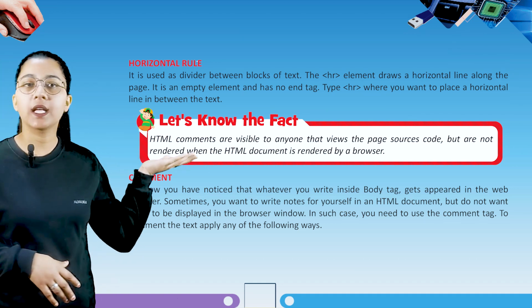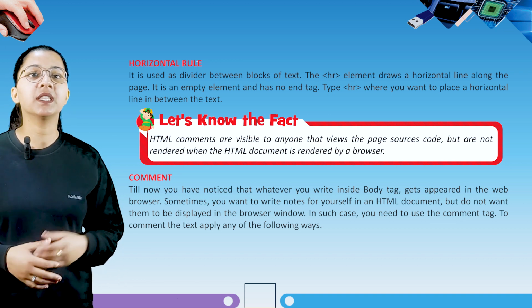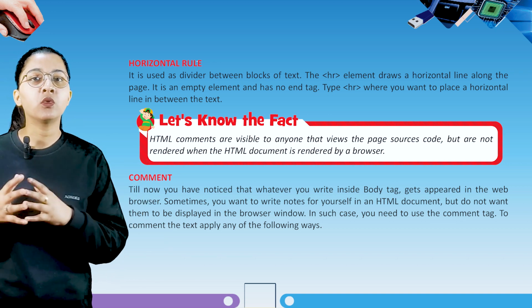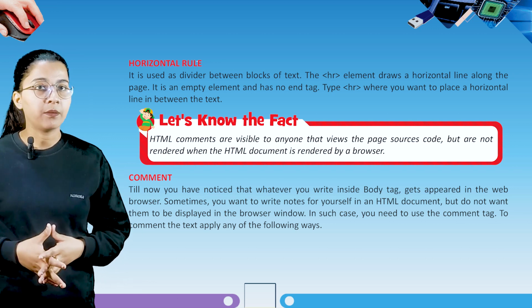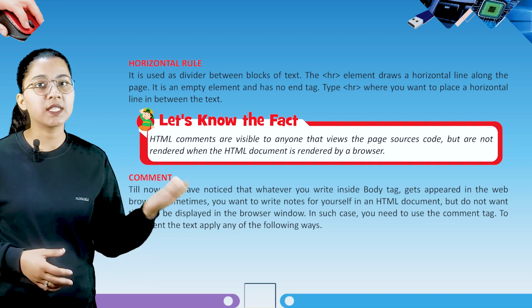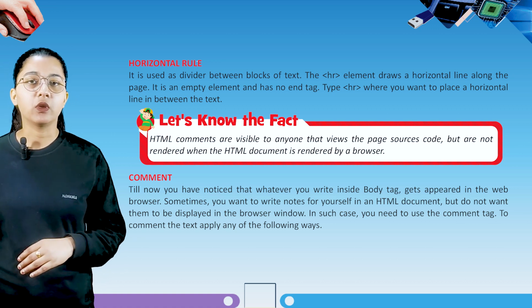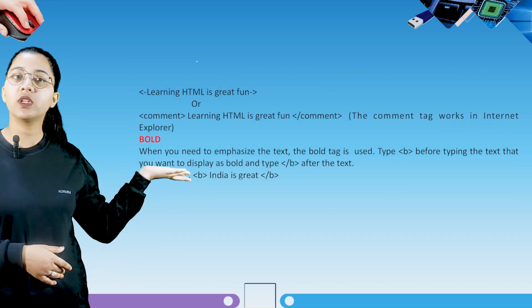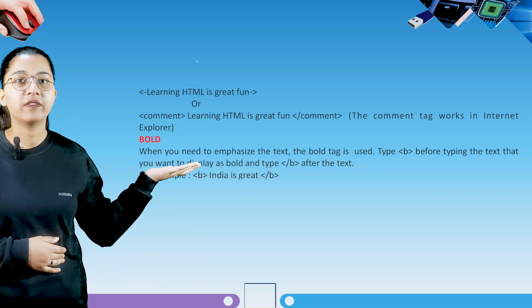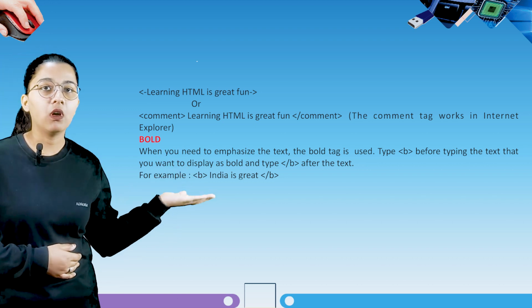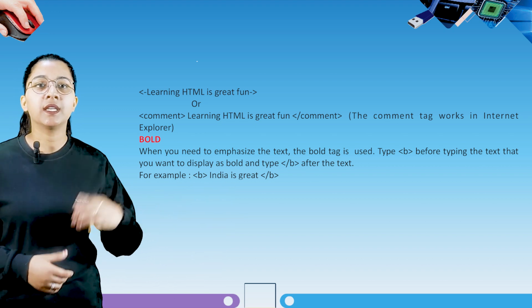Now, next is comment. Till now you have noticed that whatever you write inside the body tag appears in the web browser. Sometimes you want to write notes for yourself in an HTML document but do not want them to be displayed in the browser window. In such a case, you need to use the comment tag. Comment the text by applying any of the following ways. So these are some ways we have to follow to apply the comment tag. Here you can see the element of the comment tag, for example, learning HTML is great fun. The comment tag works in Internet Explorer.